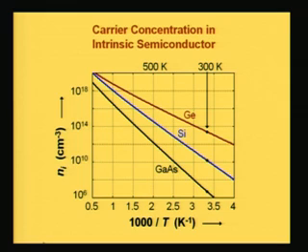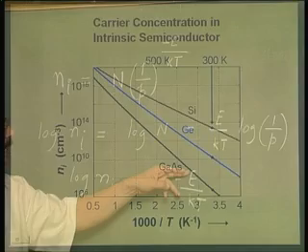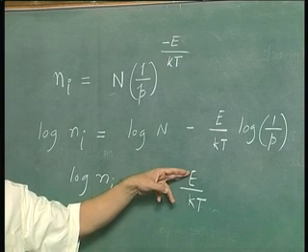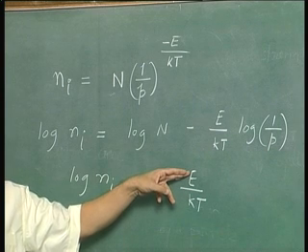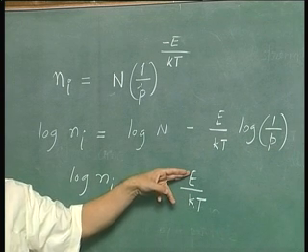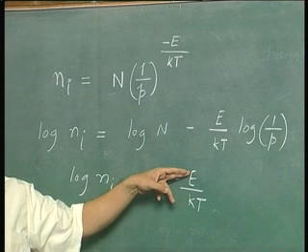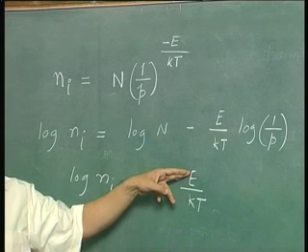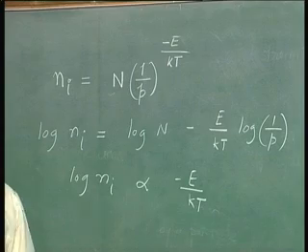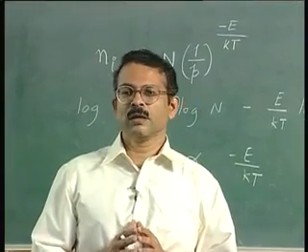Now here the differences between the straight lines associated with silicon, germanium and gallium arsenide can readily be associated with the changes in E for these three materials, where E is the bond strength: 1.1 electron volt for silicon, for gallium arsenide it is 1.42 electron volts and so on. Thus the qualitative model is quite good in predicting the behavior.